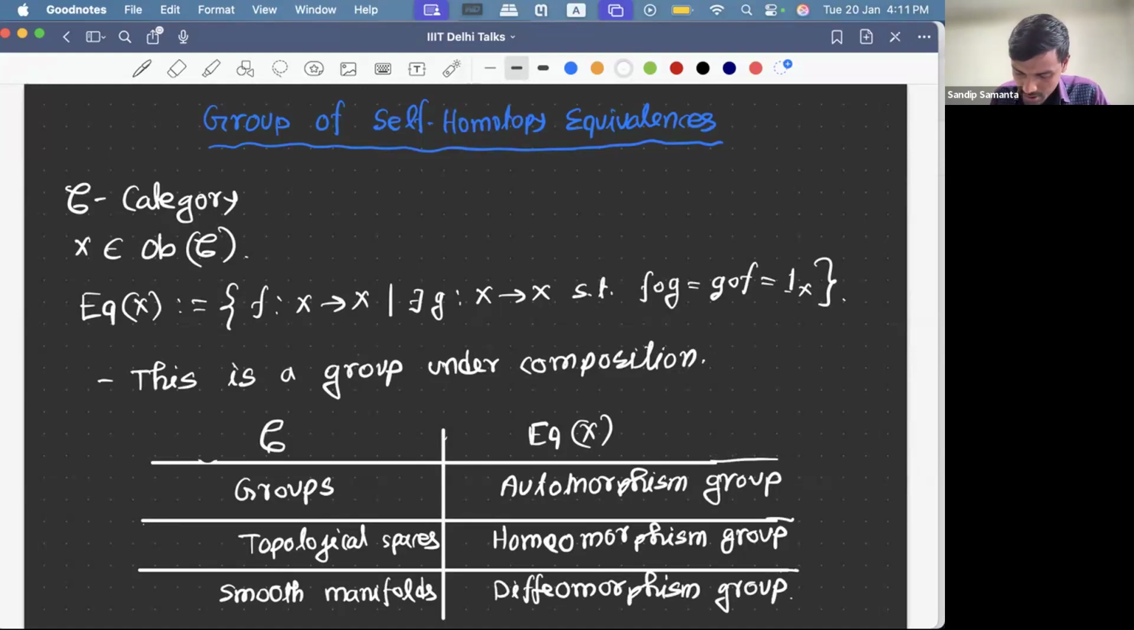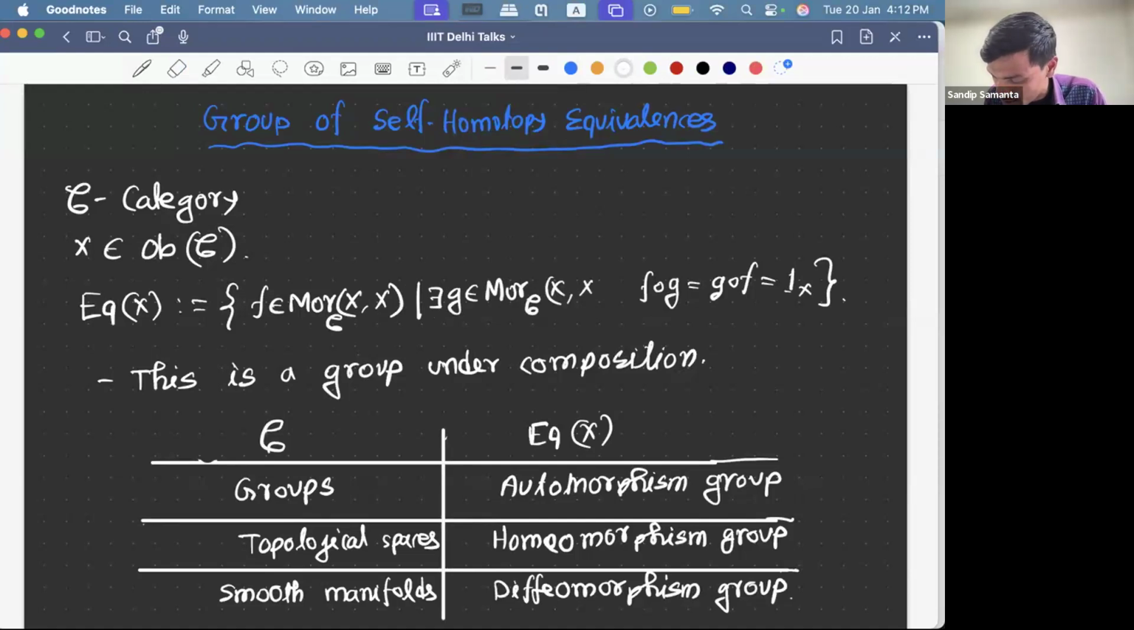Maybe I can write it in categorical notation itself: morphisms F from X to X in C such that there exists G in C with the same property. Similarly, if we consider Riemannian manifolds, then the corresponding EQ of X gives you the isometry group.